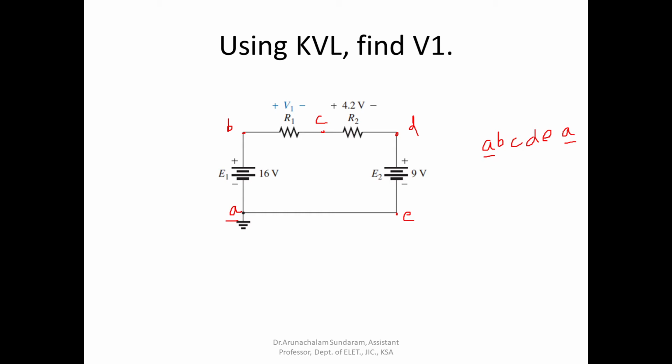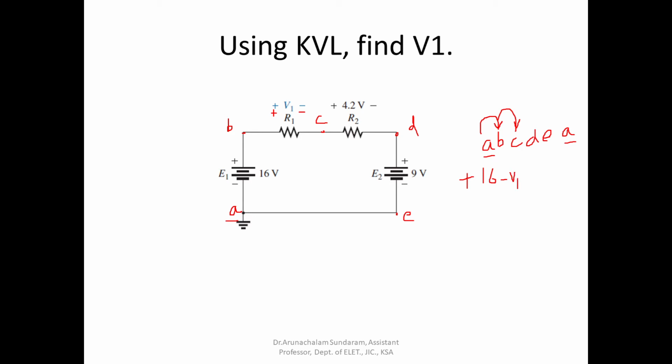So first go from A to B. When you go from A to B, it is minus to plus. So voltage rise, plus 16. Now you go from B to C. When you go from B to C, they already gave you the polarity, plus and minus. So it is voltage drop. This point is plus, this point is minus. So minus V1.